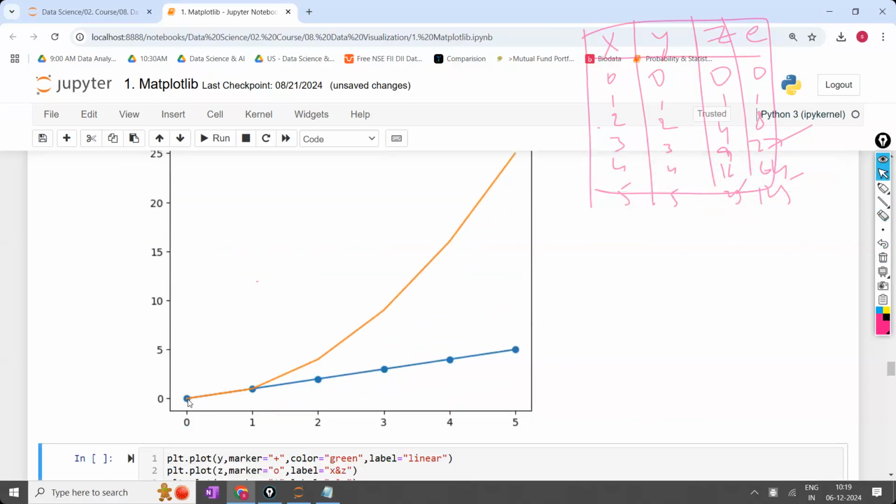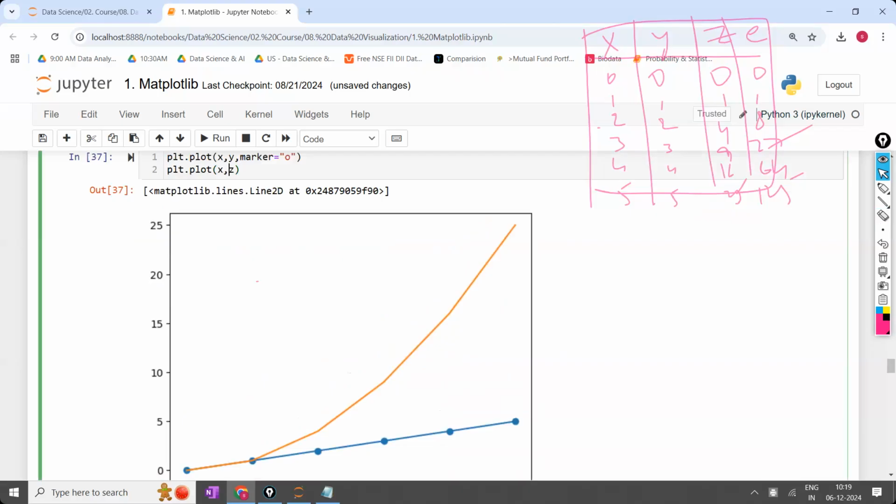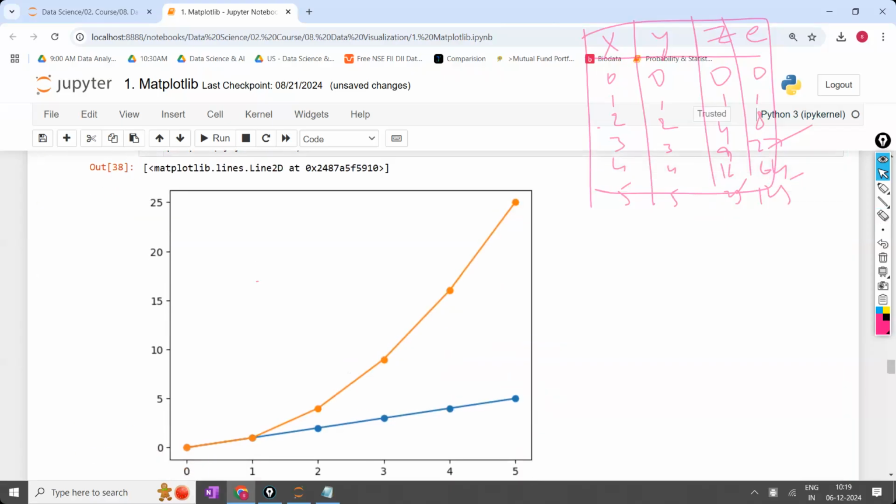Let us see. 0, 0, 1, 1, same point. 2, 4, 3, 9, 4, 16. So dots. Let us add the dots for this one also. Marker is equal to O. Is the point clear?